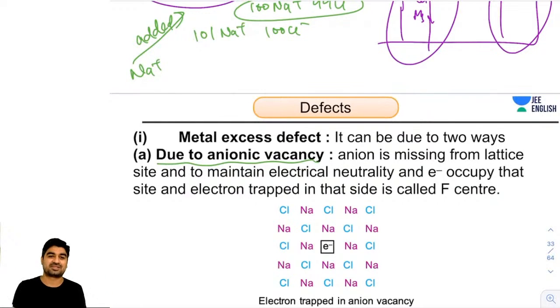Yes, entertainment booster, we have done this. AgBr shows both. Okay?